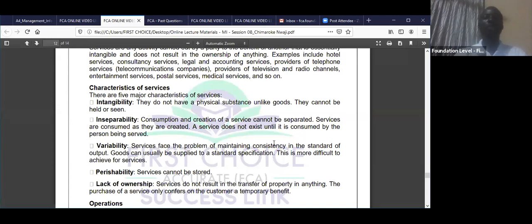Inseparability. The consumption and creation of a service cannot be separated. It's unlike goods, which you can create separately and keep in a shop or store, waiting for someone to come and buy. But in service, as the service is created, it is being consumed at the same time. Like right now, as I'm teaching you, I'm creating that service and you are consuming it at the same time.